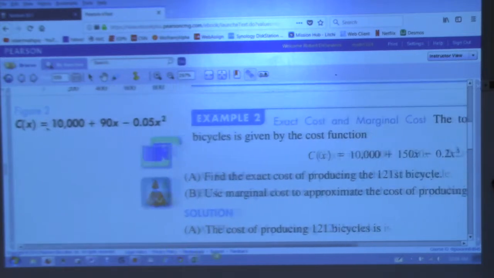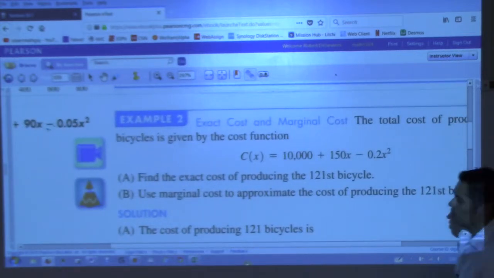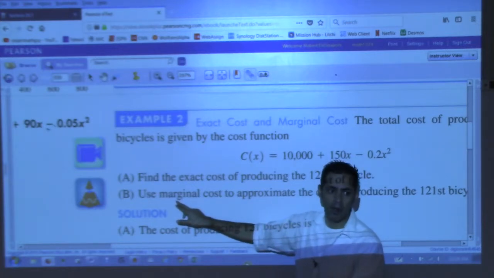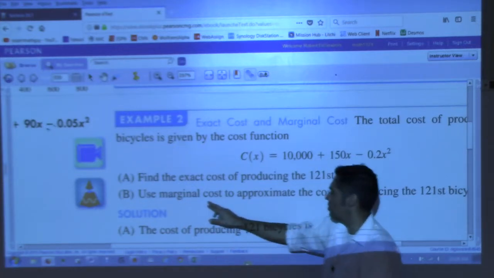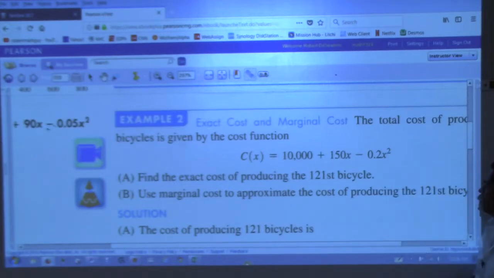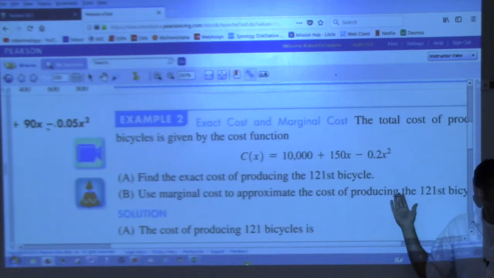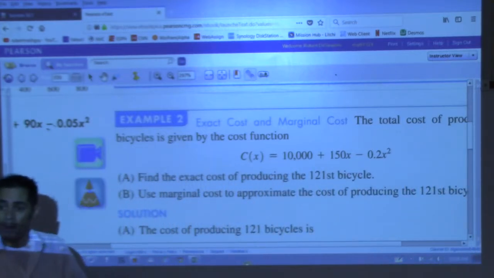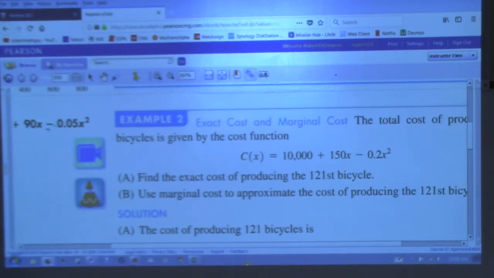It says use the marginal cost, right? Use the marginal cost, not find the marginal cost. Use the marginal cost to approximate the cost of producing the 121st bicycle. Do you see how that wording is different? That means you're going to have to understand on the test that you need to take one step back, go to 120, and take the derivative.